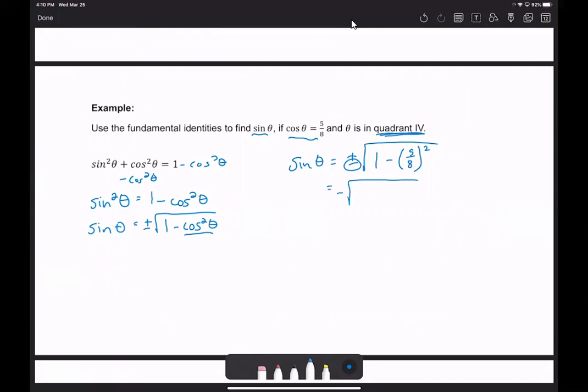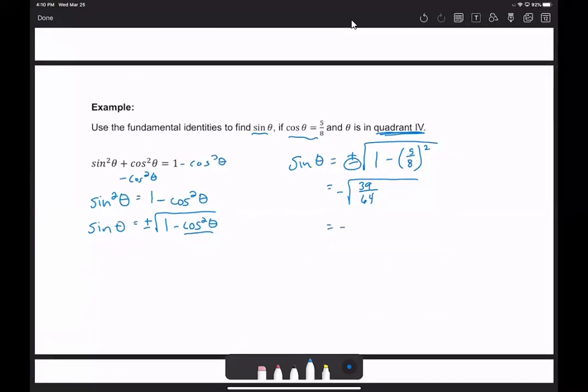So all I'm doing is plugging in 1 minus parentheses 5 over 8 squared in my calculator. That gives me 39 over 64. And then I'm going to take the square root of the numerator and the denominator. 39, we're going to leave as the square root of 39, over the square root of 64, which is 8. So given cosine is 5 over 8, sine has a value of negative square root of 39 over 8.